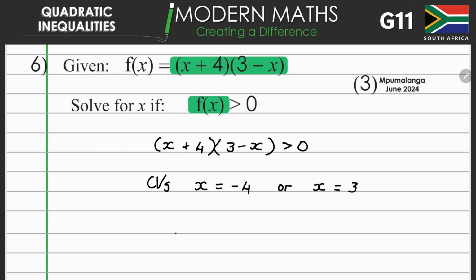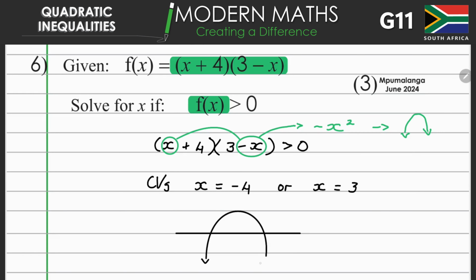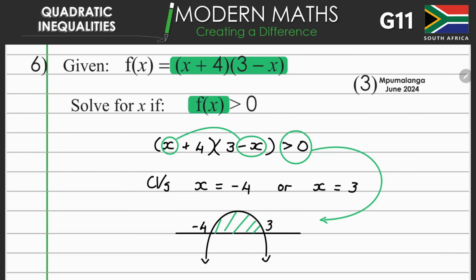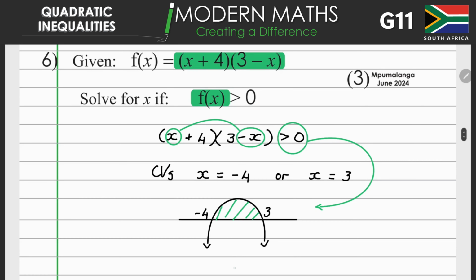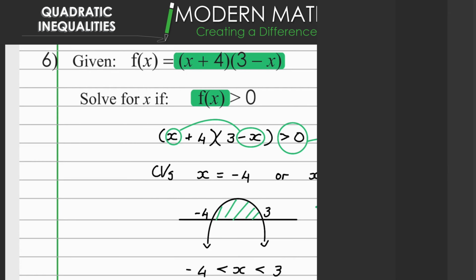Alright, now be careful when you draw your parabola. I've got a negative x times a x over there, which will give you negative x squared, which is a sad face. So we've actually got to draw a sad face. Now we want to know where that sad face is above 0. So we can see that the parabola is above the line in this little region that I shade over here. And then we plot the critical values, lower on the left, higher on the right, to give our solution of x must be in between 3 and negative 4.